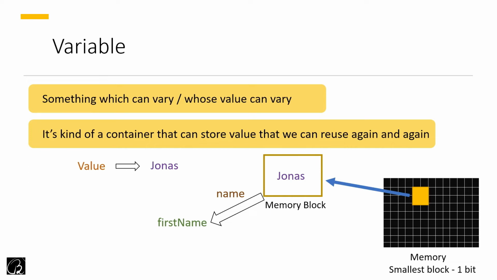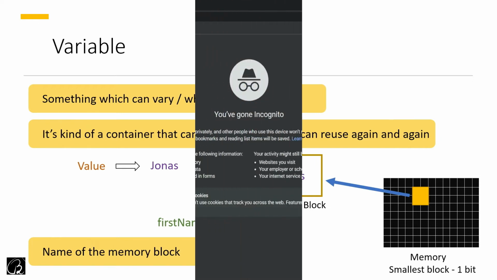So can I say that the variable name here, first name, which is the name of the container, is nothing but the name of the memory block? So what is a variable? A variable is nothing but the name of the memory block where we are storing the value. Here first name is nothing but a variable. Now let me show you how we can declare a variable and use it.